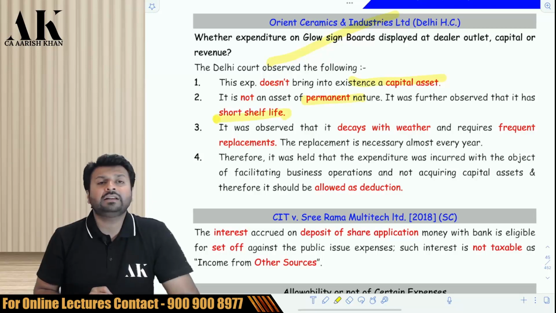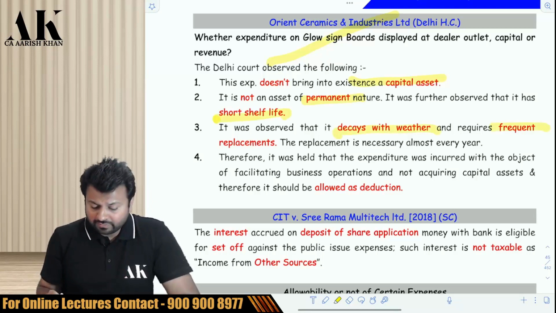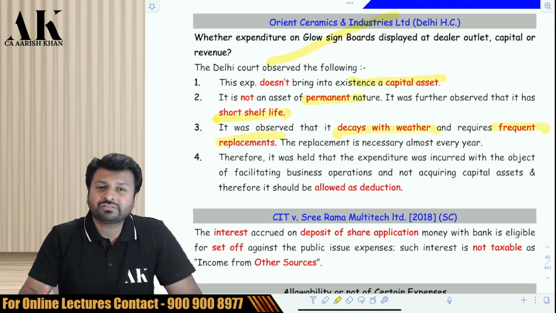It has a short shelf life. It decays with weather. It requires frequent replacement, and because of so many reasons, the Delhi High Court held that there is no point in capitalizing this asset and taking depreciation. Rather, it shall be allowed as a deduction in one shot in the form of a revenue expenditure.